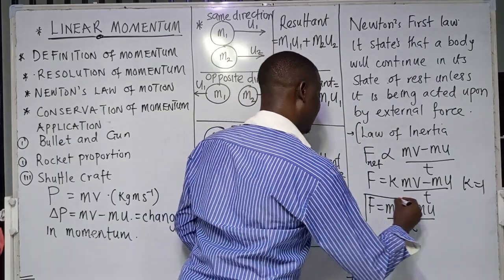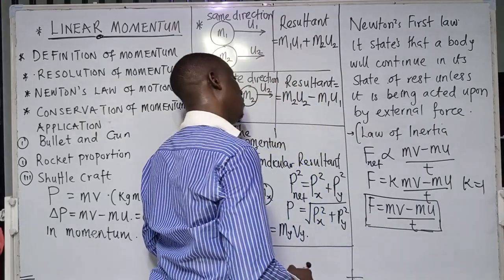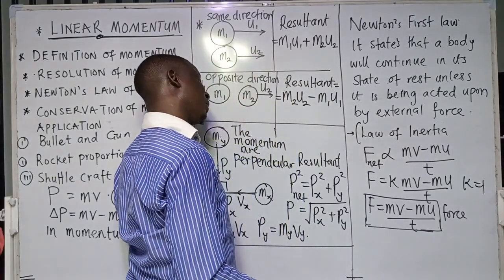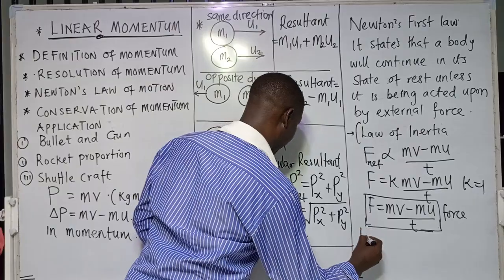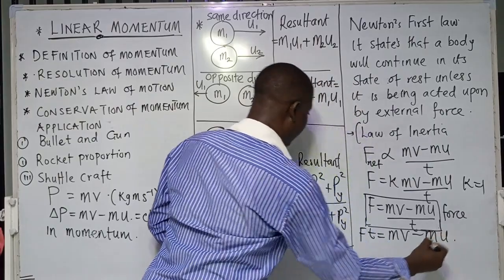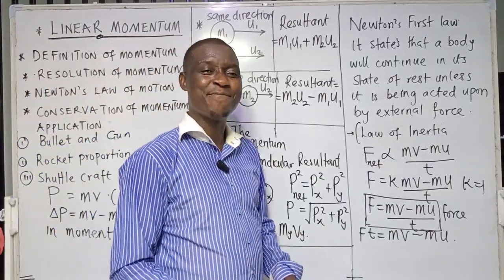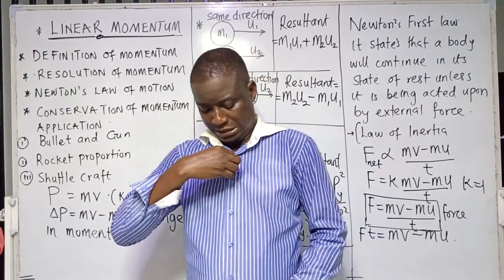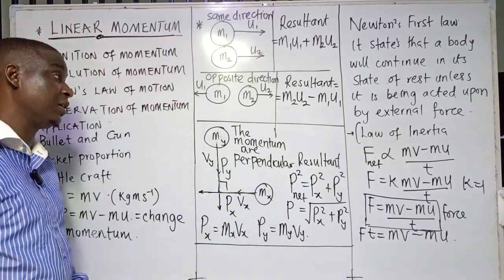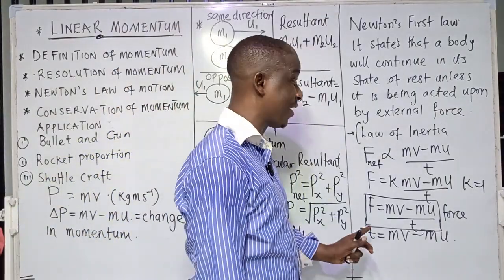Now, this is a net force. So the rate of change of momentum is also known as force or net force. Don't forget, if you cross multiply, we are going to have Ft equal to mv minus mu. That means Ft, force times time, is equal to impulse. So force times time is equal to impulse. Since the change in momentum is equal to impulse.